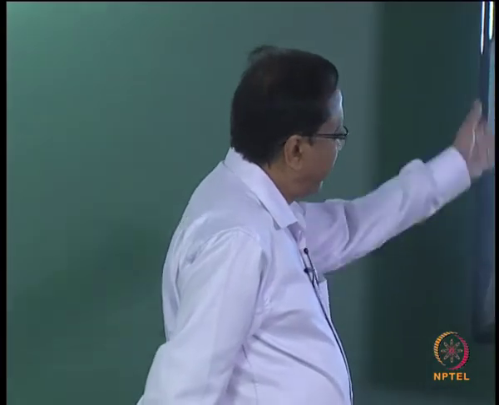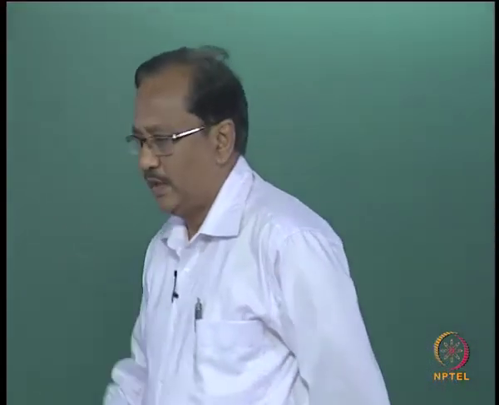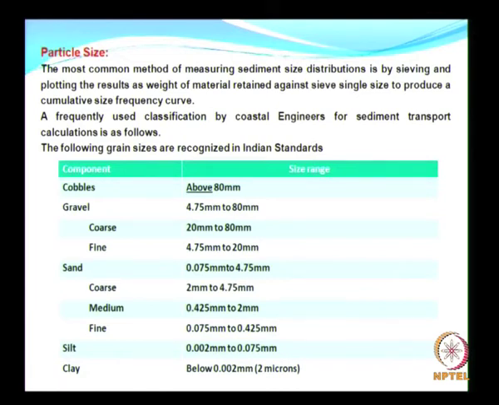Now there are a number of classifications based on the size of the individual particles. It is named as cobbles, gravels, etc. You have several classifications, I mean British standard, American standard, all these things. So you can refer to any standard books on soil mechanics, and you get all this information. A frequently used classification by coastal engineers for sediment transport is given here. The following grain sizes are also recognized by our Indian standards.